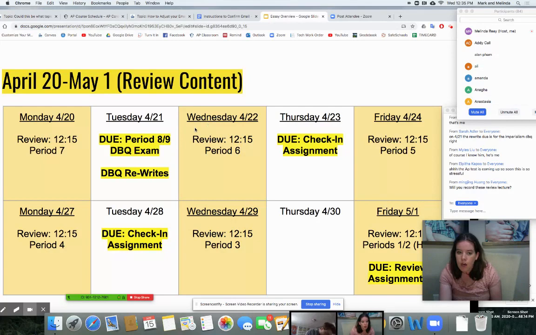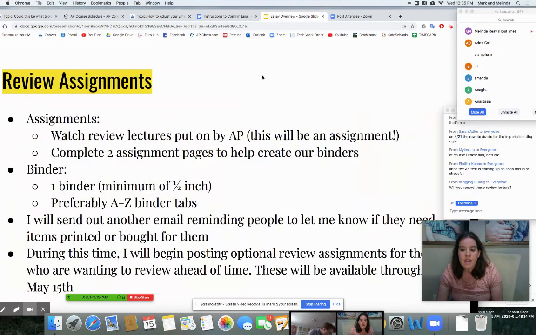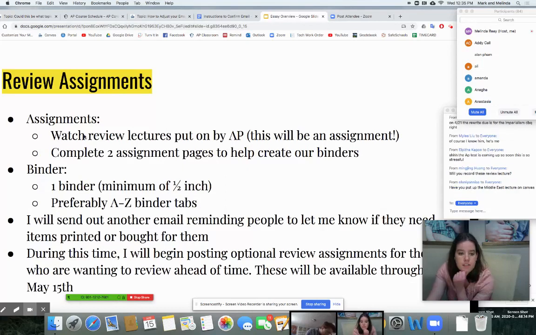Yes, this is the Imperialism DBQ, this rewrite right here. Okay. So really quick, a review about the review assignments. We'll talk about these assignments a lot more on Friday because I'll be able to give them to you.